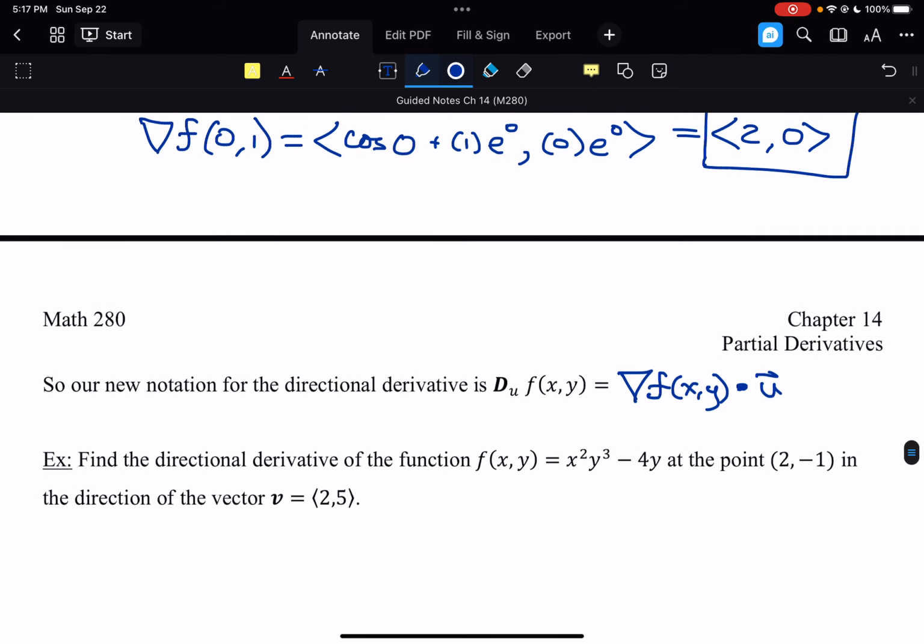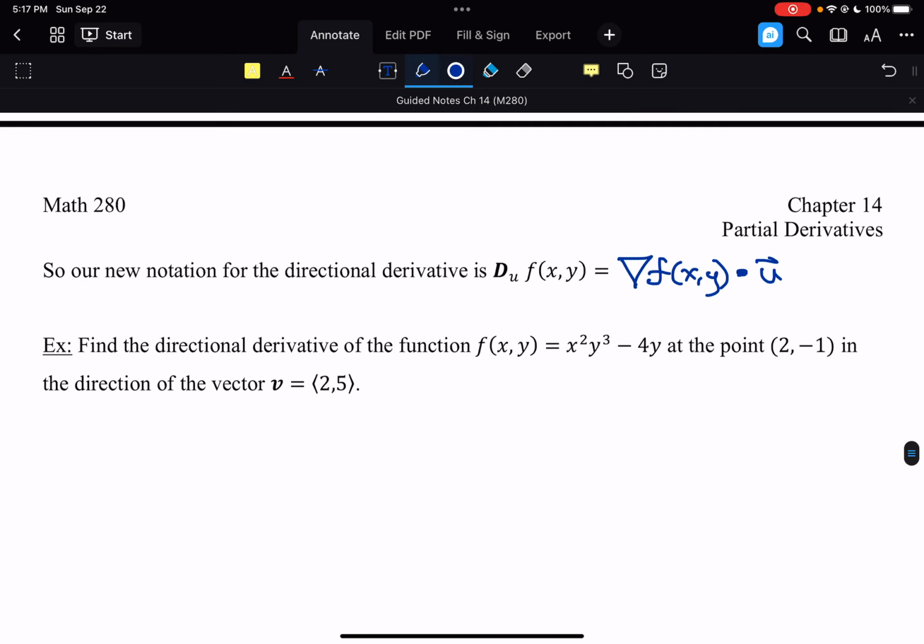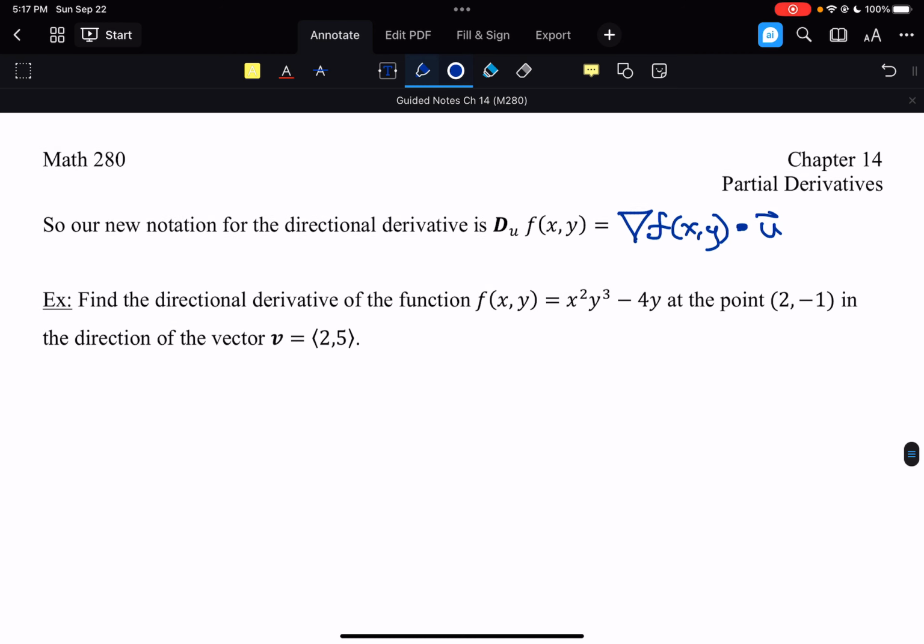So let's try one of these out. Find the directional derivative of this function at the point (2, -1) in the direction of the vector (2, 5). So we can go ahead and get the gradient first. So we're going to have 2xy cubed, and that's it. And then for fy, we get 3x squared y squared minus 4.